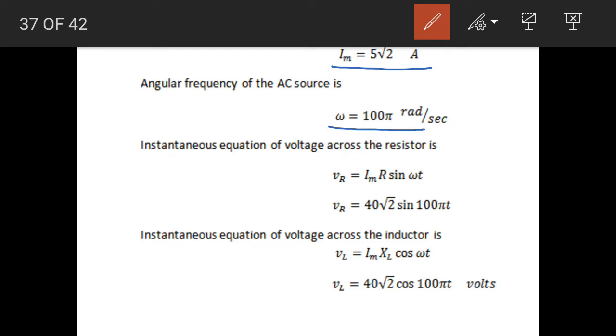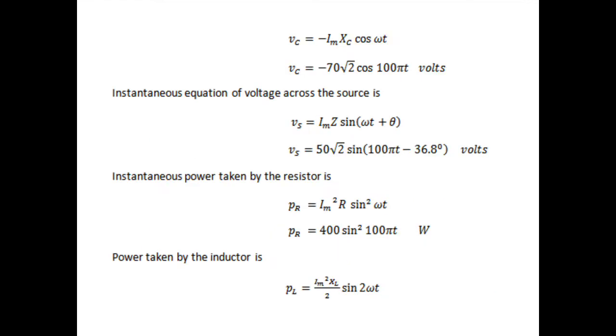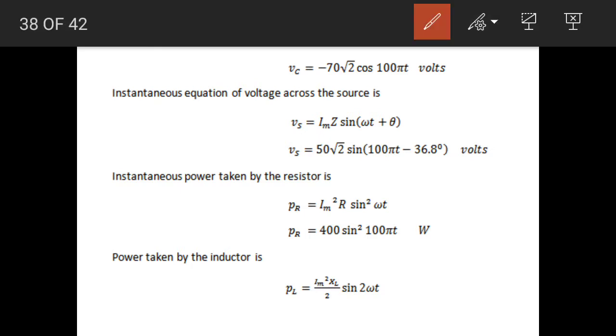We calculate the voltage across the resistor with the help of this particular equation. If we put the values on the right hand side, we obtain 40 under root 2 sine of 100 pi t. We calculate the voltage across the inductor with the help of this particular equation. If we put the values on the right hand side, we get 40 under root 2 cos of 100 pi t. The voltage across the capacitor will be equal to minus Im XC cos omega t. If we put the values on the right hand side, we get minus 70 under root 2 cos of 100 pi t.